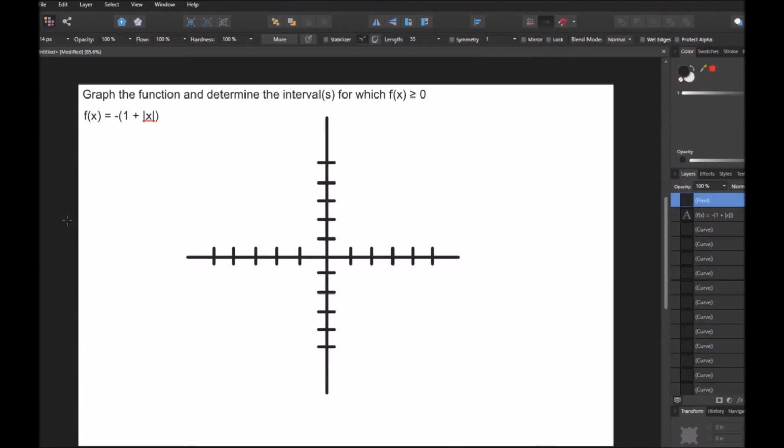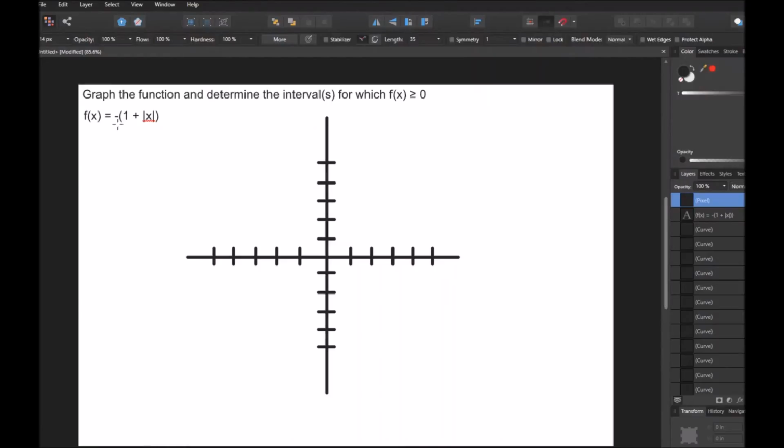Okay, so in this next question, we're asked the exact same thing, and this time the function is technically negative 1 times the quantity 1 plus the absolute value of x. So seeing as I did the last 3, I'm going to go ahead and give you an opportunity to try this on your own, and you can come back when you're finished and see if you get it right.